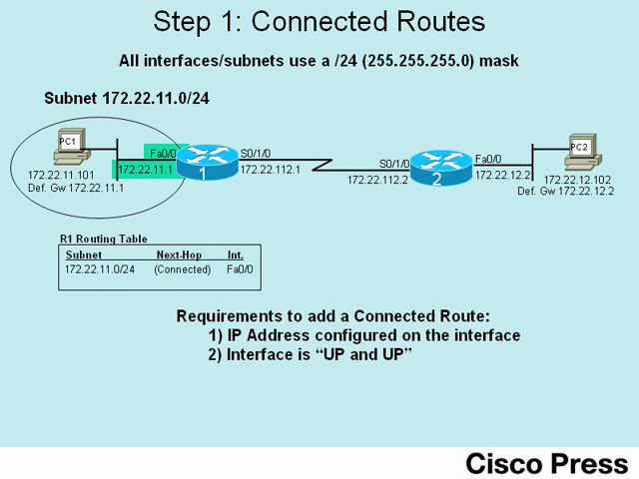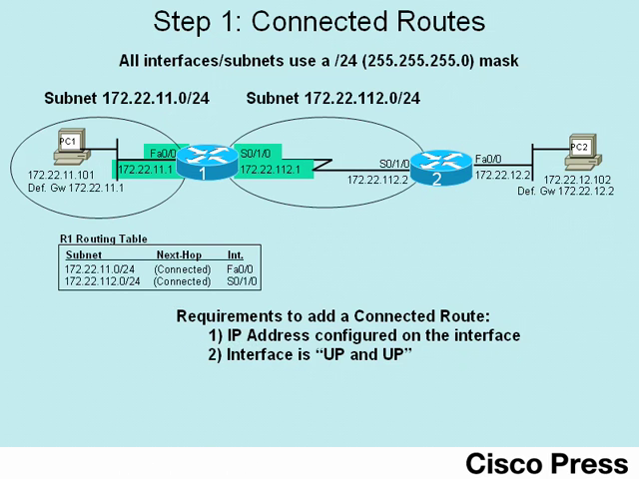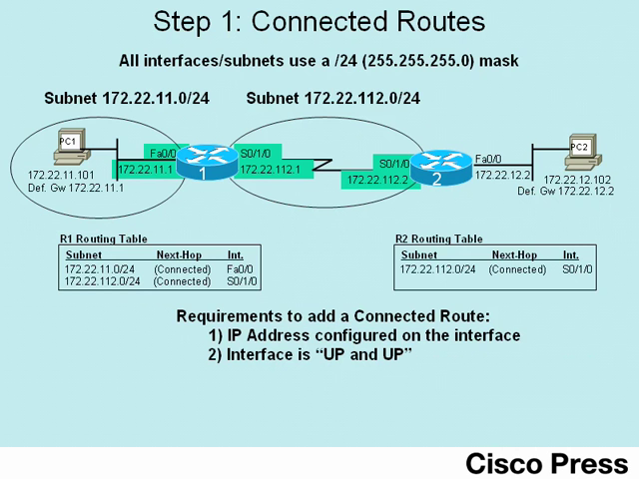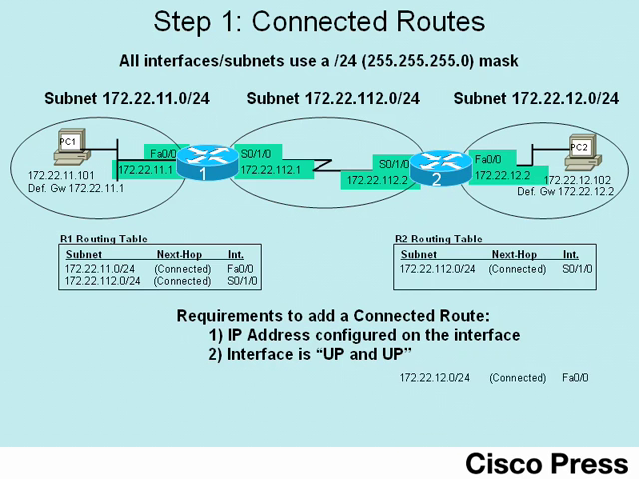Then once R1's serial interface comes up, after having been configured with an IP address as well, R1 will add a connected route for the 112 subnet, as you see there in the second entry in R1's routing table. Similarly, R2 will add two connected routes as well. When R2's serial interface comes up, after it's been configured with its IP address, R2 will end up with a route to subnet 112, the first entry in its routing table that you see there. And then once R2's LAN interface comes up, R2 will add a connected route for that subnet, namely subnet 12, and show that it's listed off of interface FA00.